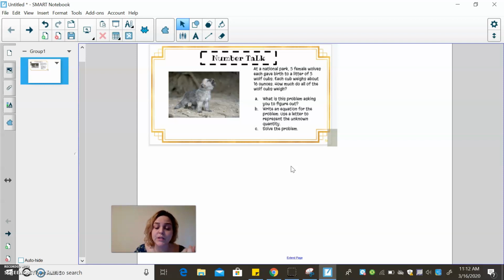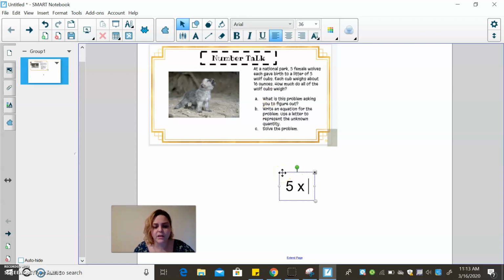A, what is this problem asking me to figure out? Well, the question is there. It's asking me how much do all of the wolf cubs weigh? And part B says I have to write an equation for the problem and use a letter to represent the unknown quantity. So I know it's asking me how much do they weigh, so I'm going to go back. It says 5 female wolves each gave birth to a litter of 5 wolf cubs. So each mommy gave birth to a litter of 5. That makes me think multiplication because it's saying each, right? So each mother gave birth to 5. I don't know how many wolf cubs yet, so I can't figure out how much they weigh. So I'm going to start my equation. So I'm going to have 5 times 5.